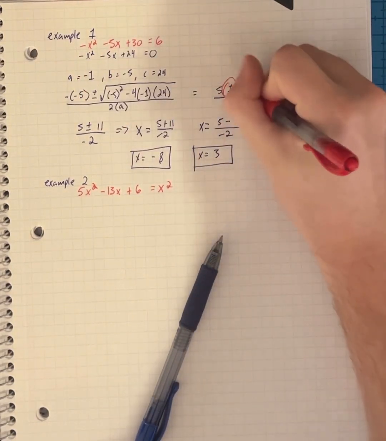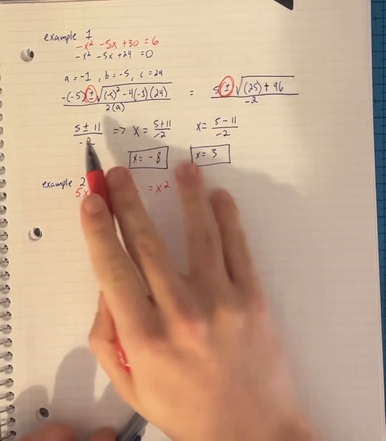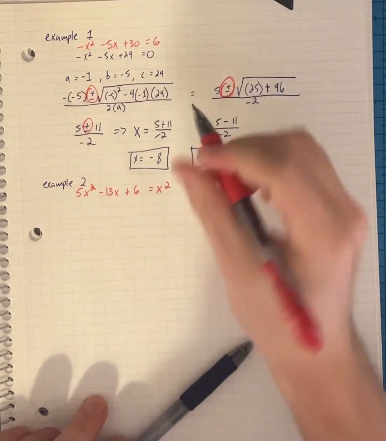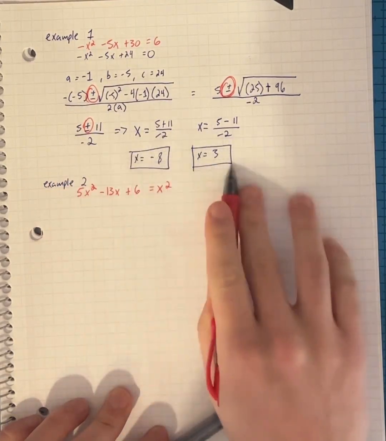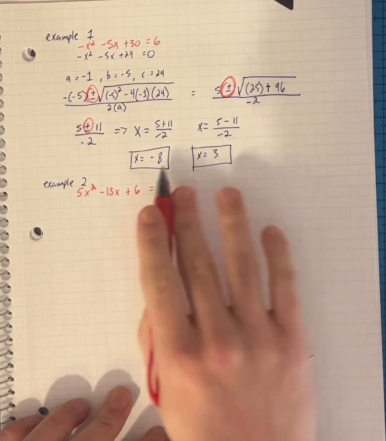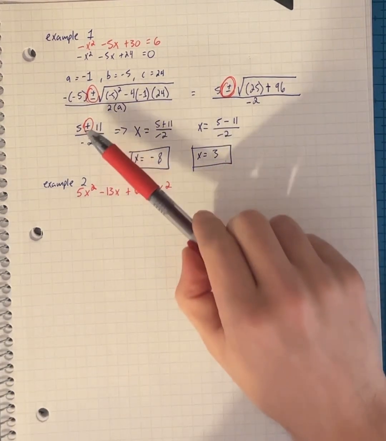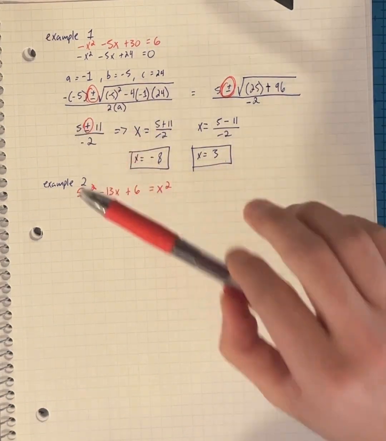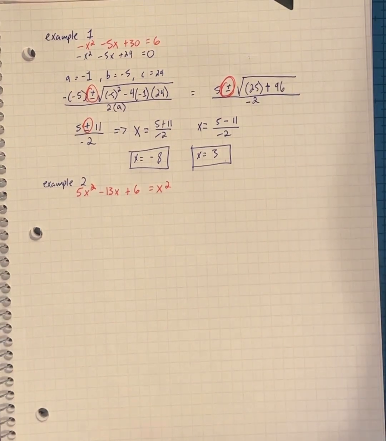The plus or minus here is crucial. This is how you get your 2 different terms, right? Plus or minus. 5 plus or minus 11 over negative 2 is going to yield 2 different answers. Do not forget that. It's super important. I forget this every time. That was the biggest thing in my junior year, was I would forget that every single time.